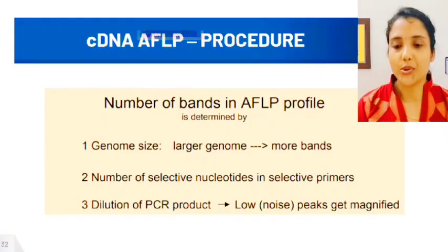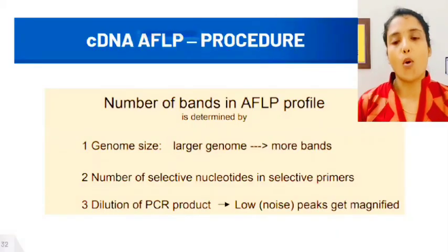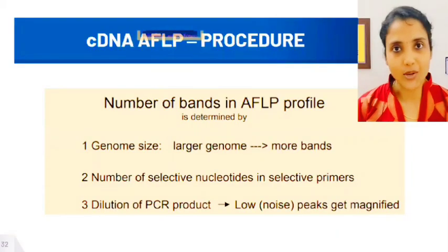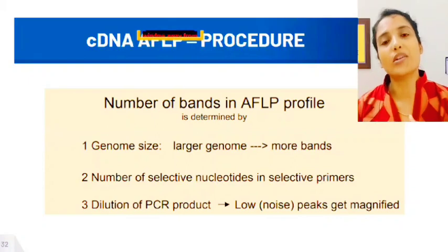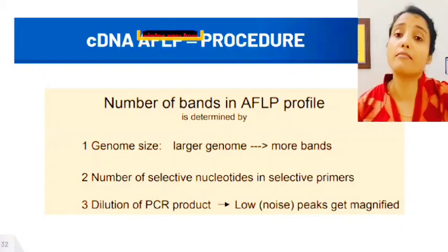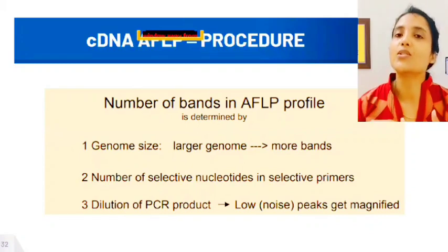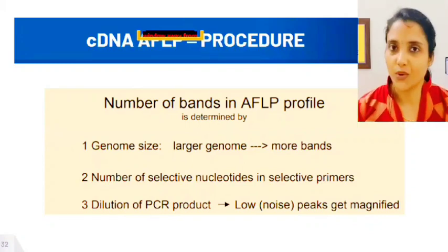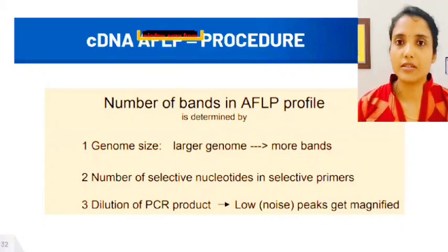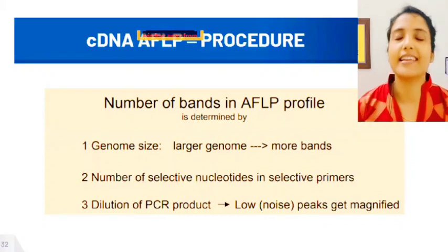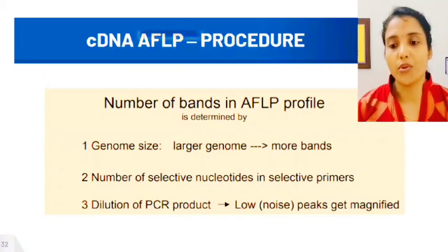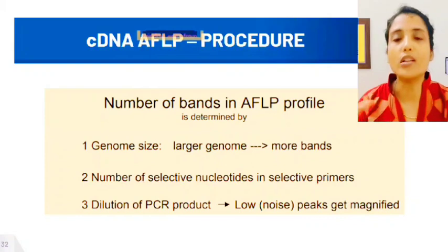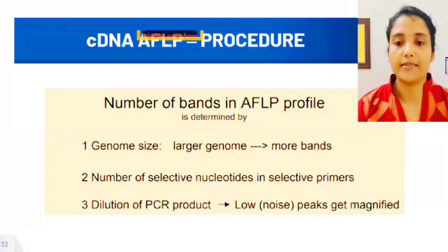So the bands that I showed you over here, this is the profile, right? What does it depend on? Basically, it depends on the genome size. The larger the genome size, the more cDNA you will have. And of course, even after all the steps, the number of fragments will be more for a bigger genome size, right? Second thing, it depends on how well you have designed your primer, how many selective nucleotides you have kept in your primer. That also will determine how many fragments you get at the end, right? And also, if you have diluted your PCR product, the noise will be more, and the low peaks will also get magnified. So all these things affect your AFLP profile.